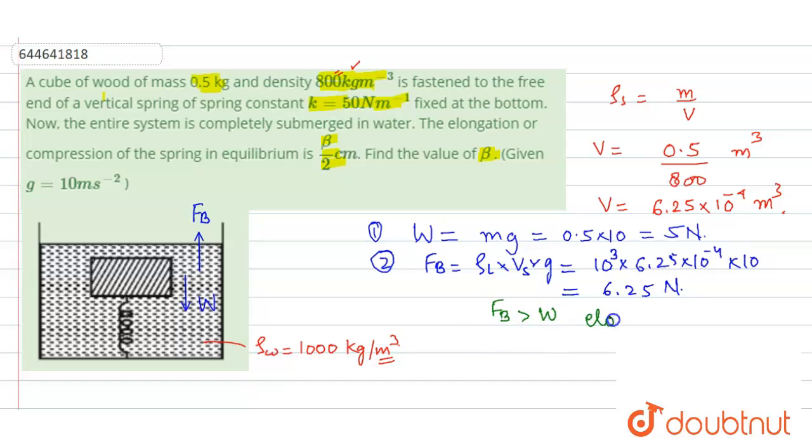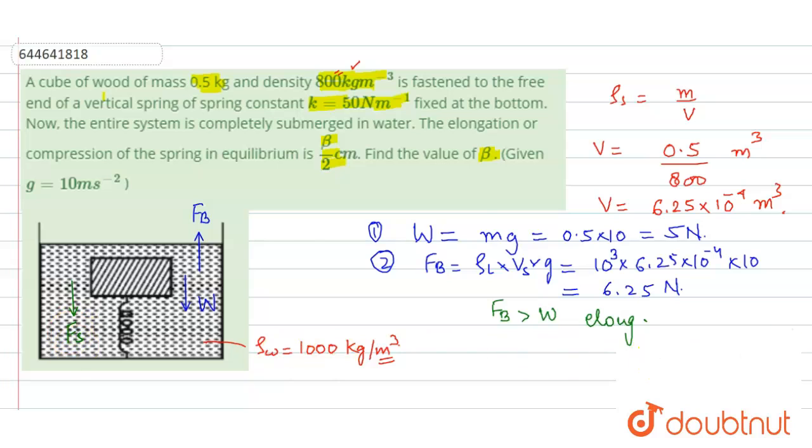Now very clearly you can see that since the buoyant force is greater than the weight, there will be elongation. Why? Because the upward force is more, so this upward force will try to bring this block in the upward direction, so the spring will be stretched, and when the spring is stretched, the spring force will simply act in the downward direction. So this will be the spring force. Let us take that as Fs.